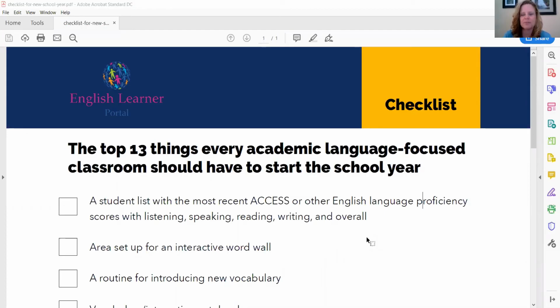All right, so up first, a student list with the most recent ACCESS scores or other English language proficiency scores with listening, speaking, reading, writing, and overall. So whether you're an ACCESS state or you use some other assessment, you should have annual assessment scores that give you an overall score and then a breakdown for listening, speaking, reading, and writing.